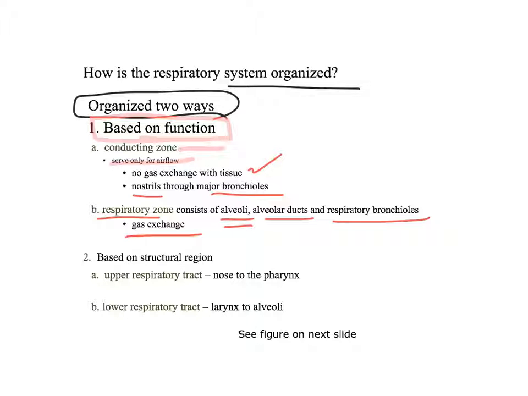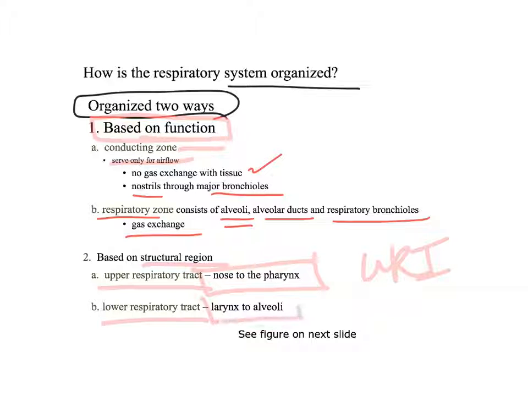Okay, now we also break it up based on structure. So the upper respiratory tract is considered from the nose to the pharynx. Okay, so from your nose down to your throat, that's your upper respiratory tract. So sometimes you see doctors say, oh, you have a URI, upper respiratory infection. Well, it's in your head. Okay, lower respiratory tract is going to be from your larynx down to your alveoli. So they usually say LRI if you have that, and that would be in your chest.